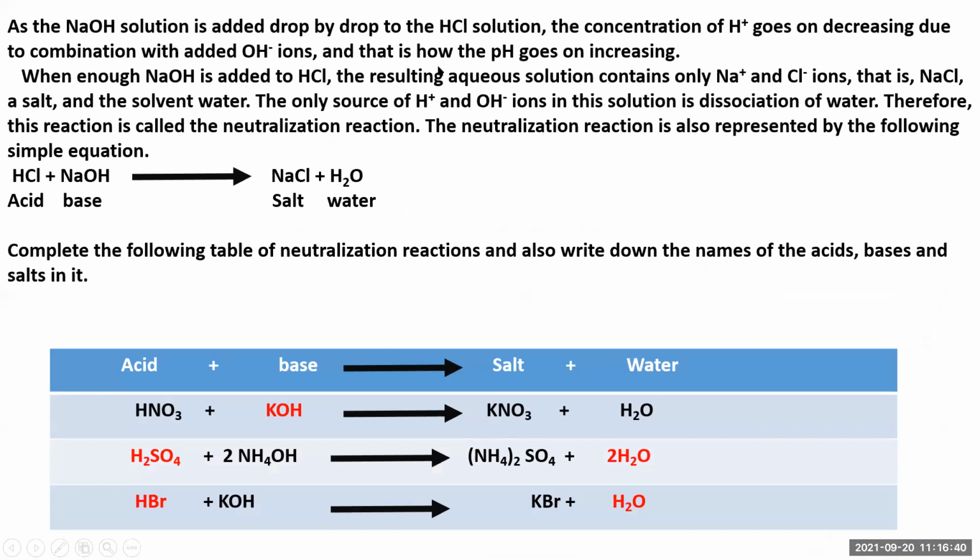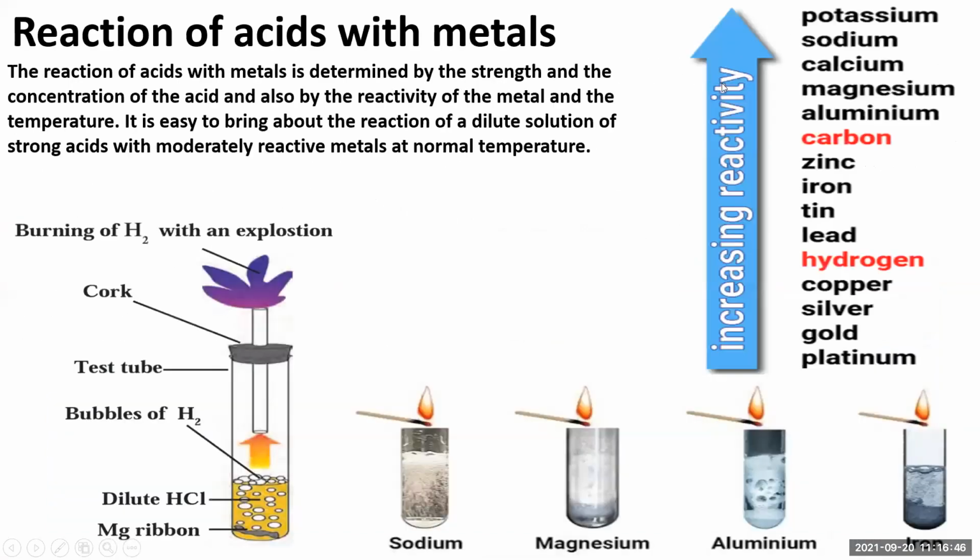Then we had the reaction of acid with metals. We understood the reaction of acid with metals. The reaction takes place according to the reactivity of the metals. Sodium is the highest reacting metal and platinum is the lowest reacting metal in the series. In this way the metals react with any acid.